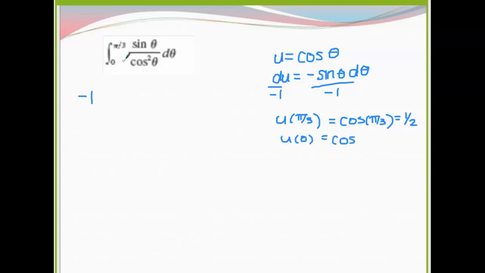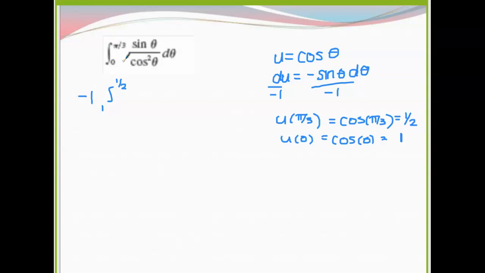The cosine of 0 is always... ooh, I'm feeling a unit circle quiz. We should be able to spit these out. Cosine of 0 is 1. So then you get negative 1. The integral's bounds change from 1 to 1/2.